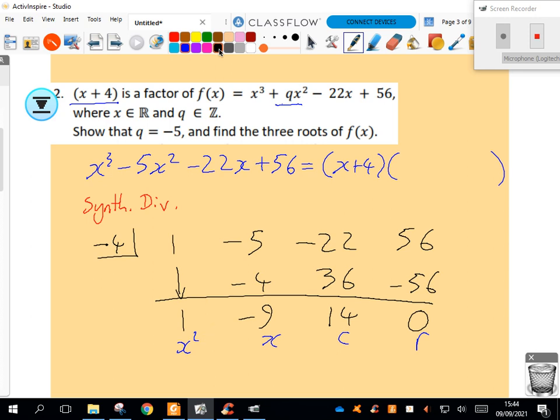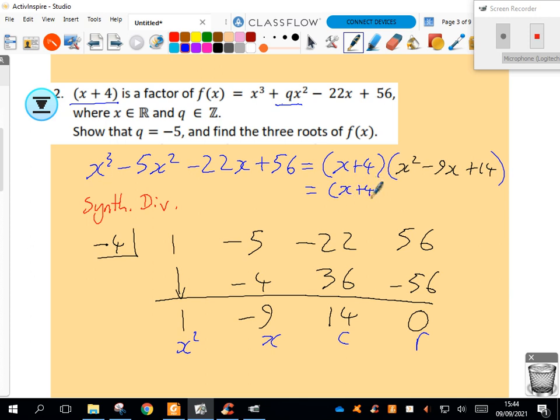So what goes in here? Well, this is the quotient in here. X plus 4, the quotient, x squared minus 9x plus 14. That's what I'm multiplying by x plus 4 to get the original cubic. And that can be factored. Let me do it up here.